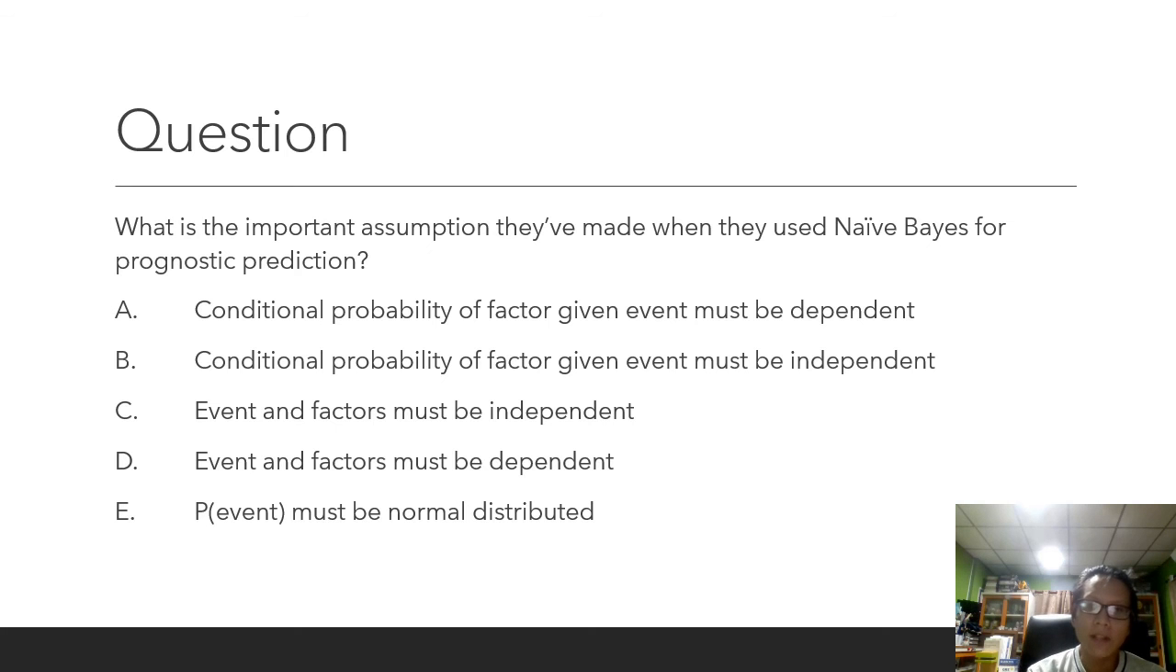What is the important assumption they have made when they use naive Bayes for prognostic prediction? A. Conditional probability of factor given event must be dependent. B. Conditional probability of factor given event must be independent. C. Event and factors must be independent. D. Event and factors must be dependent. And E. Probability of event must be normally distributed. The answer is B. Conditional probability of factors given event must be independent.